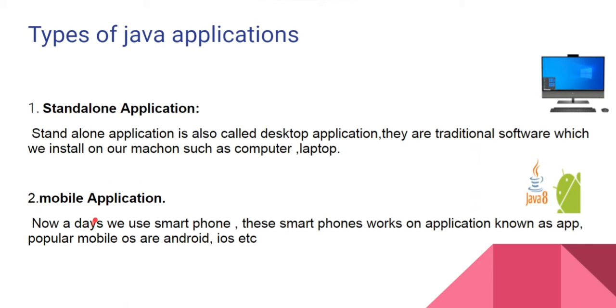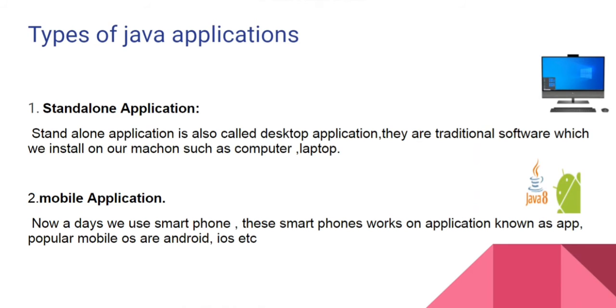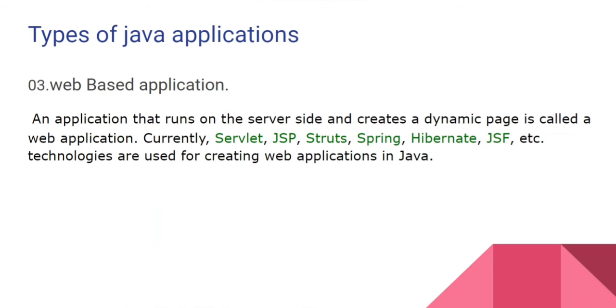With the help of Java, we can create mobile applications. Nowadays we use smartphones, which work on applications known as apps. Popular mobile operating systems are Android and iOS. iOS is developed in the Swift language, while the Android system is developed in Java.